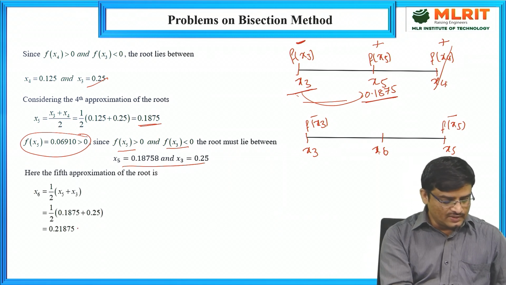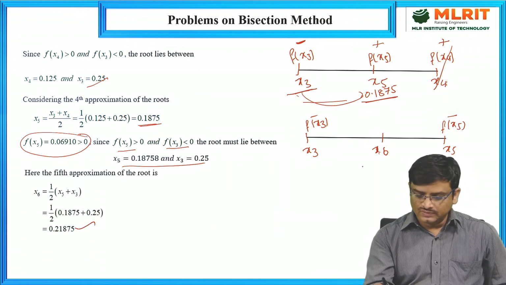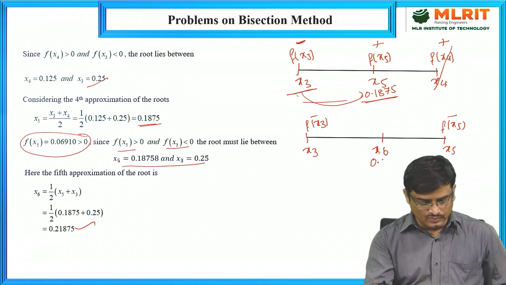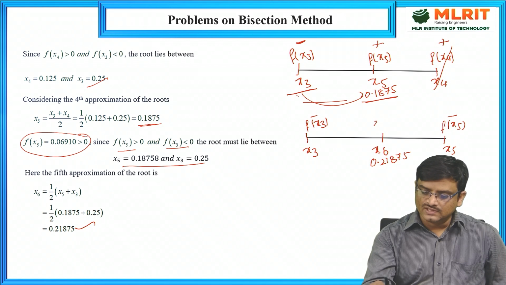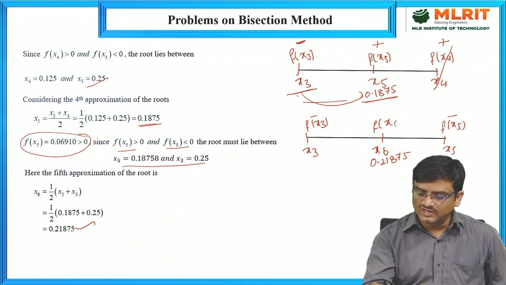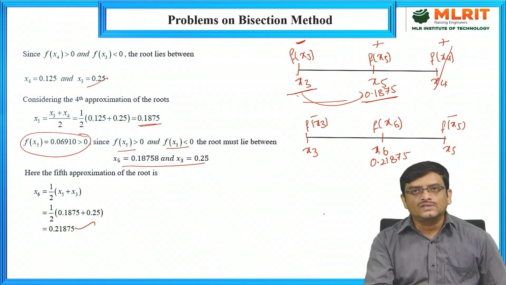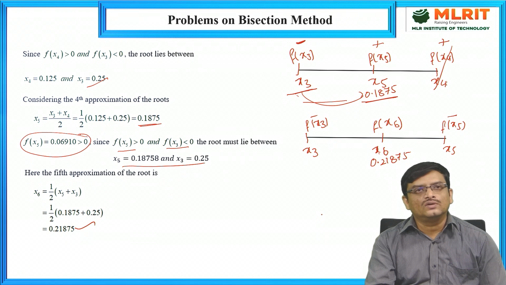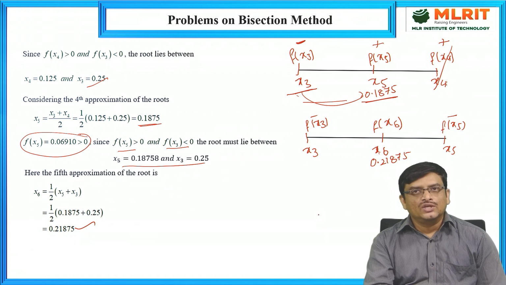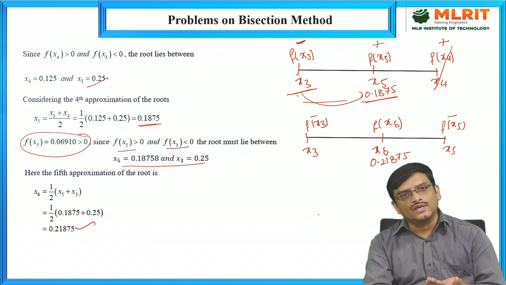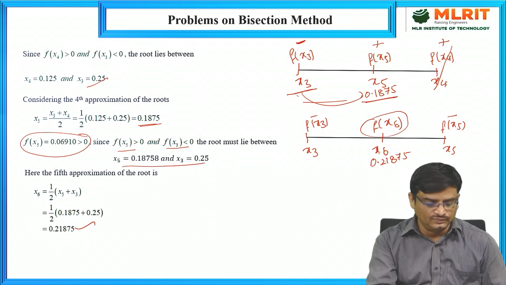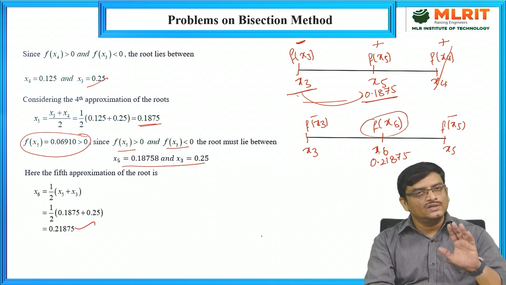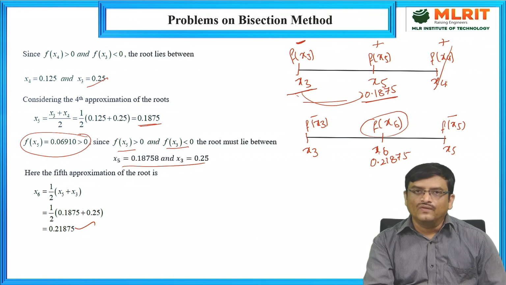Now this is our x6 value. So we got x6 is equal to 0.21875. Now there is no need to find f of x6 here, because in the problem he has mentioned only 5 stages. 5 stages means we have to find up to x6. If you want to go to the next stage, then we have to find this f of x6 value here.